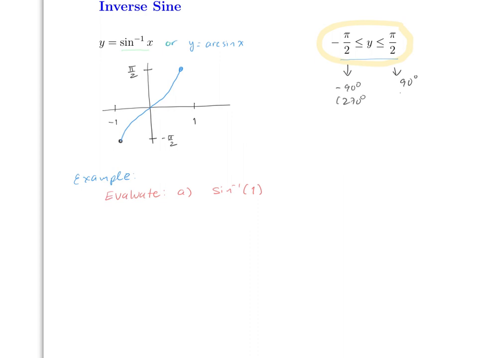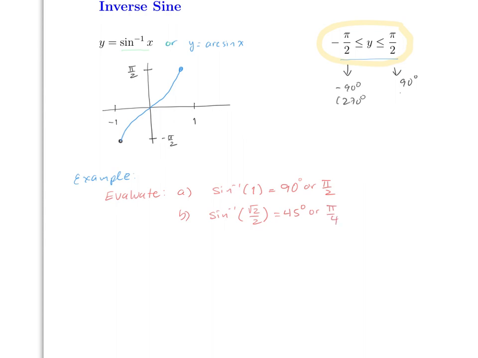Which is the only angle that will give you 1? It is 90 degrees. So therefore this will be 90 degrees or pi over 2. Okay, so we can also try, for example, sine inverse of radical 2 over 2. Which is the only angle that gives you radical 2 over 2? And remember, from the special triangles, this was 45 degrees or pi over 4.